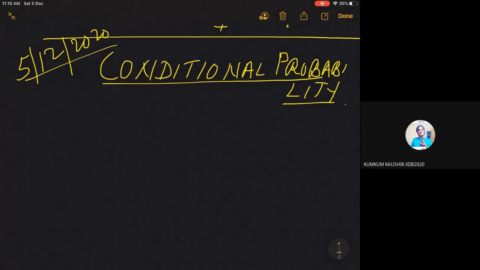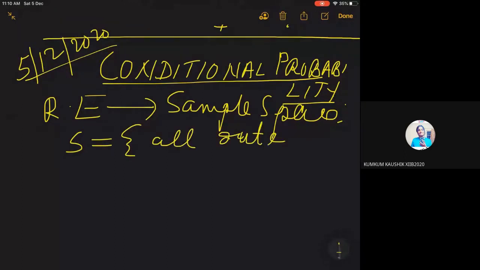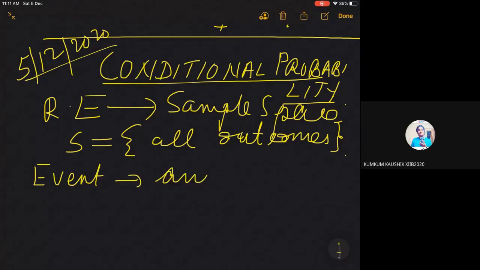So we have already learned that for any random experiment, there is an associated sample space, and sample space is nothing but a set of all outcomes. Outcome means results. Set of all outcomes, and an event is any subset of sample space.